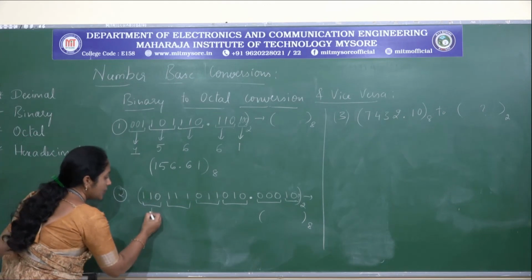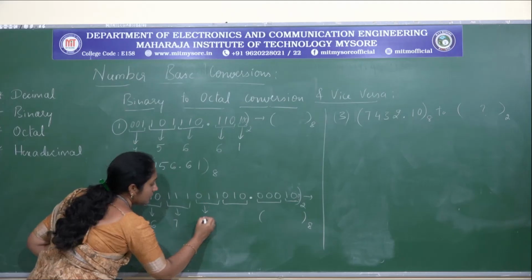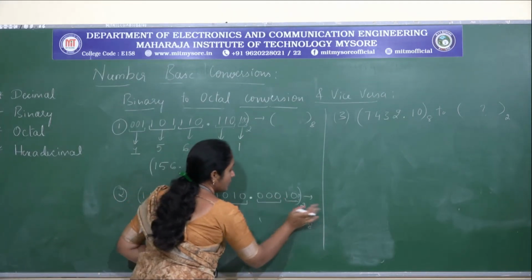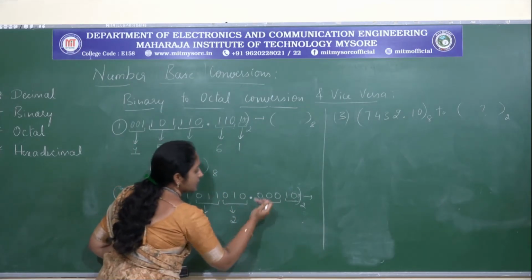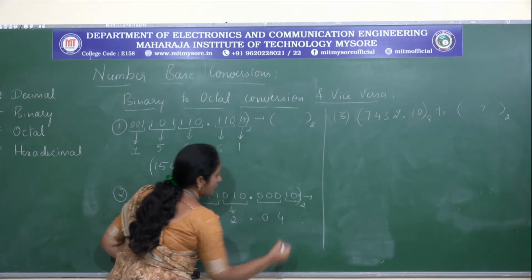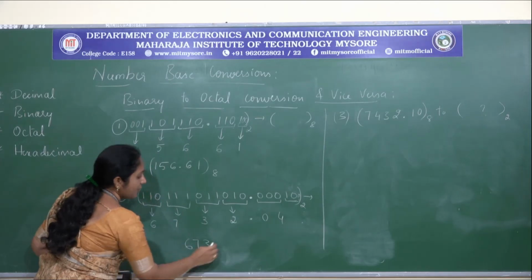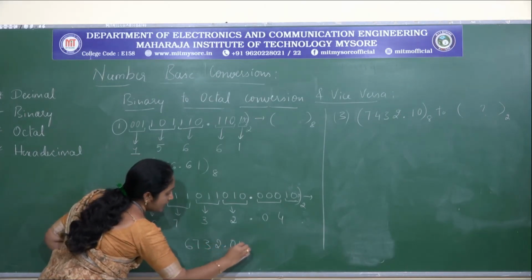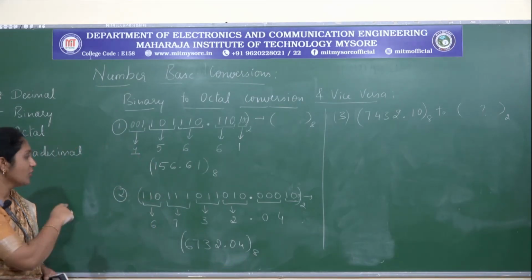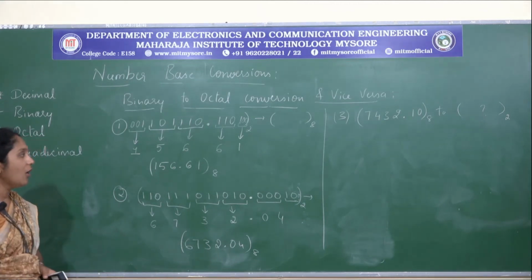Now let us write the equivalent. This is 6, 7, 3, 2, here dot 0, 1 0 0 is 4. So its equivalent is 6 7 3 2 dot 0 4. So this is how we convert from binary to octal.